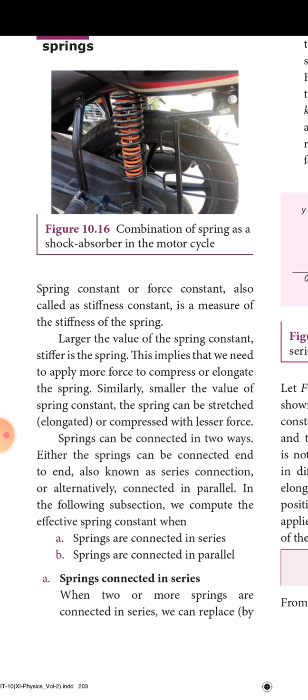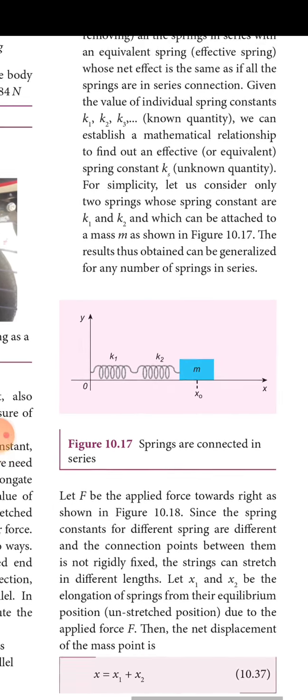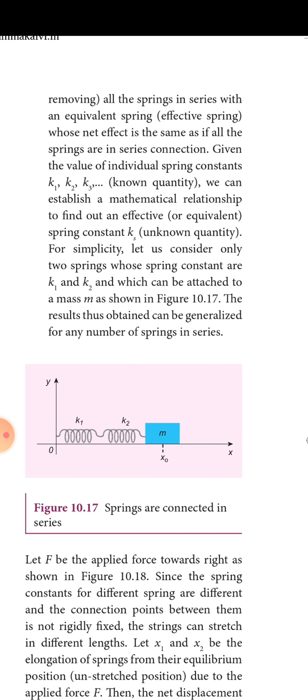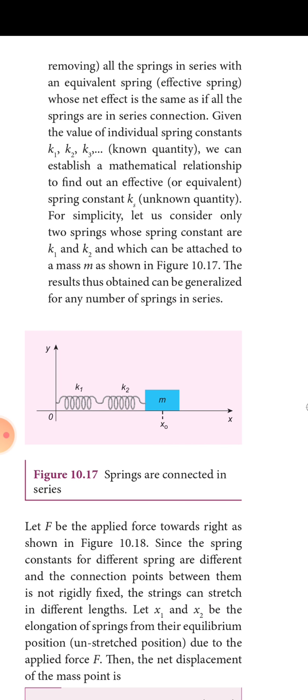So when two or more springs are connected in series, we can replace all the springs in series by a single spring whose net effect is the same as all the springs in series connection. Given the values of the individual spring constants K1, K2, K3, we can establish a mathematical relationship to find the effective spring constant Ks.